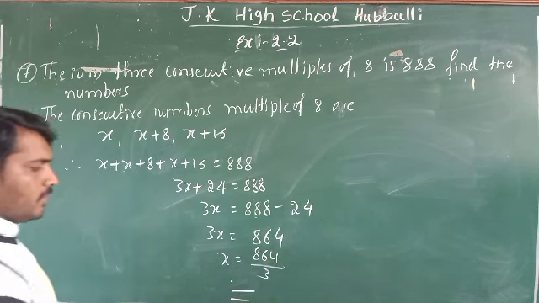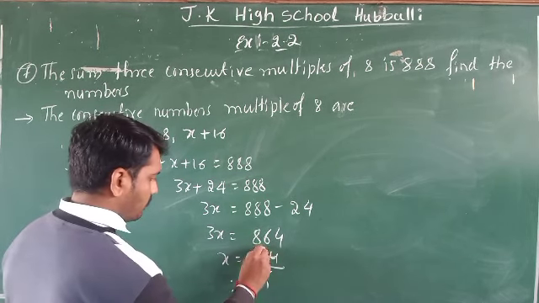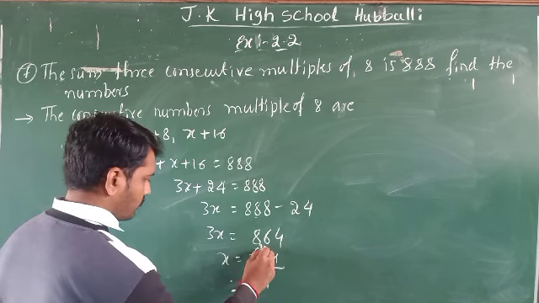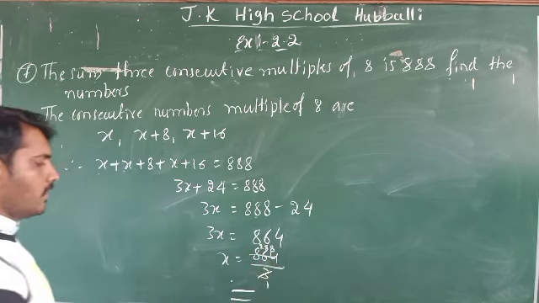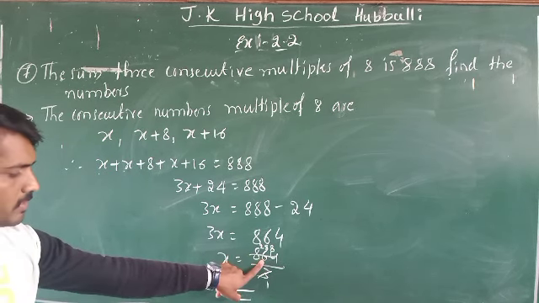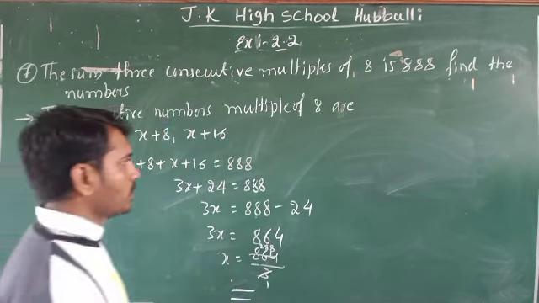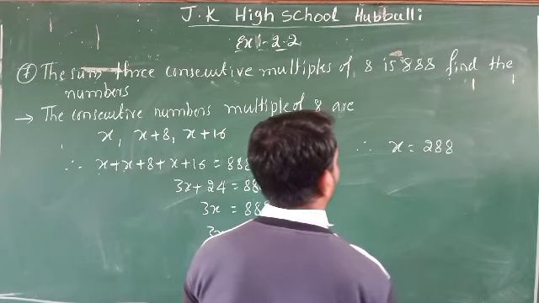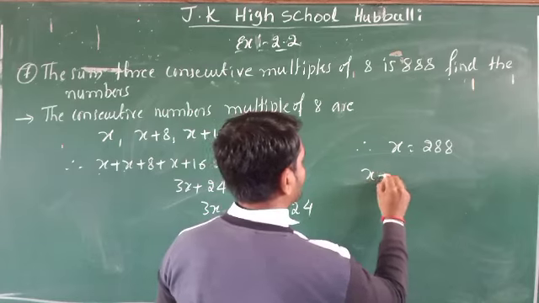Next, x is equal to 864 divided by 3. Correct? Yes. 3 ones are 3, 3 twos are 6. 3 eights are 24. 3 twos are 6. Remaining how much? 2 here. It will become 26. 3 eights are 24. Remaining 2. 3 eights are 24. Therefore, what are the numbers? x is equal to 288.